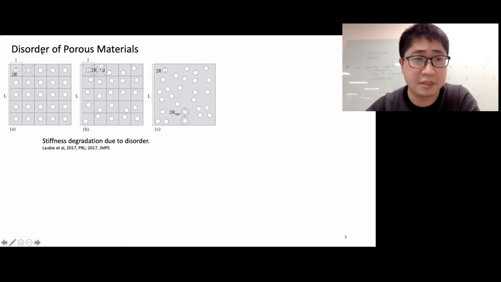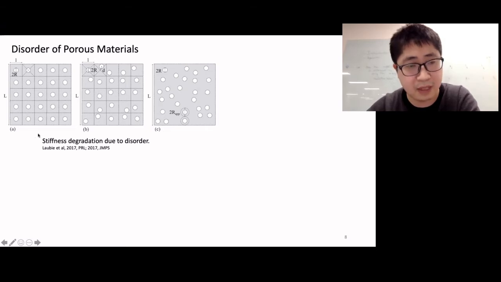So here, we start with the characterization of the disorder of porous material. This is the work that basically inspires our further improvement on this definition of disorder, where they have a plate with several circular holes inside, and they study how the random distribution of these circles influences the stiffness degradation due to disorder.